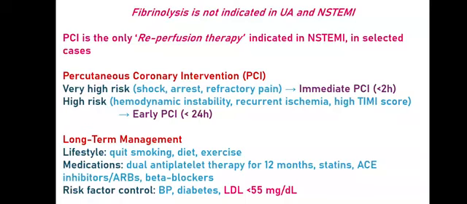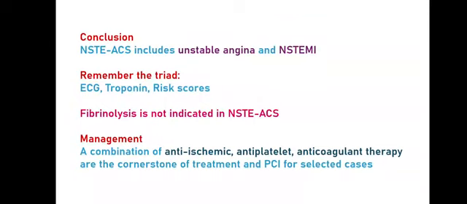In high risk, when the patient is hemodynamically unstable, with recurrent ischemia or high TIMI score, we can do early PCI, that is within 24 hours of arrival in the hospital. Long-term management: lifestyle, quit smoking, diet control, exercise; medication, dual antiplatelet therapy for 12 months, statin, ACE inhibitor or ARB, beta blocker; risk factor control like control of blood pressure, diabetes, and LDL should be less than 55 milligram per deciliter.